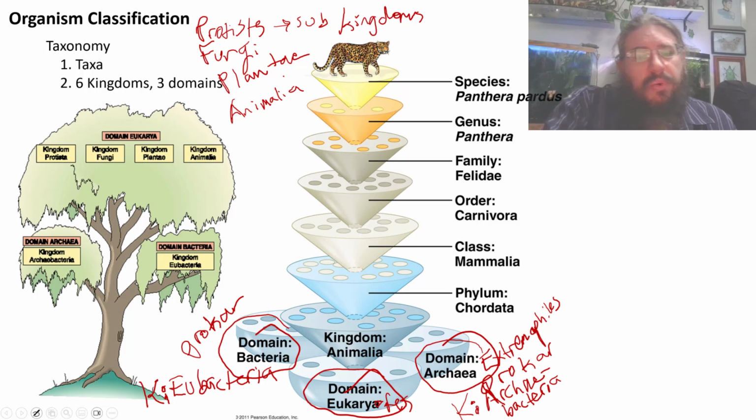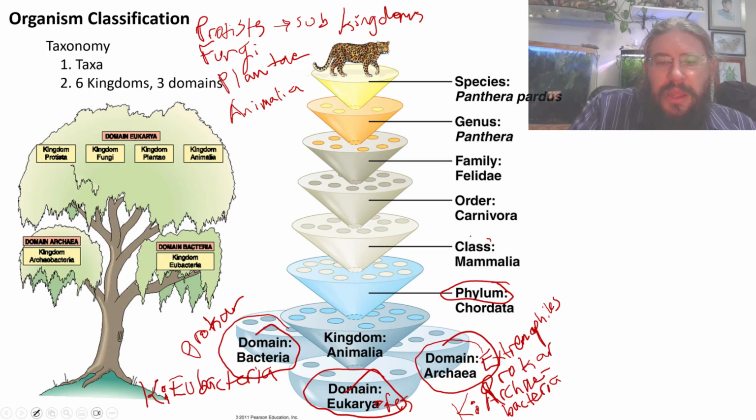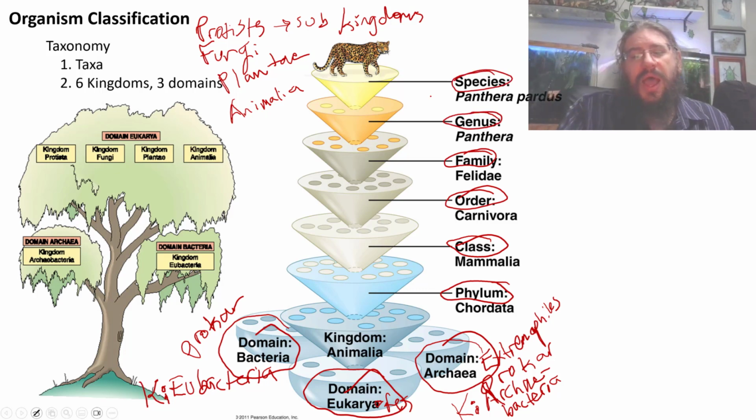Now, we then break things down, grouping them into smaller and smaller categories, ostensibly based on how closely related these are. So breaking them down into smaller groups of more closely related organisms. So it goes kingdom, phylum, class, order, family, genus, species. So, King Philip came over for great spaghetti. So there you go. Not too bad.